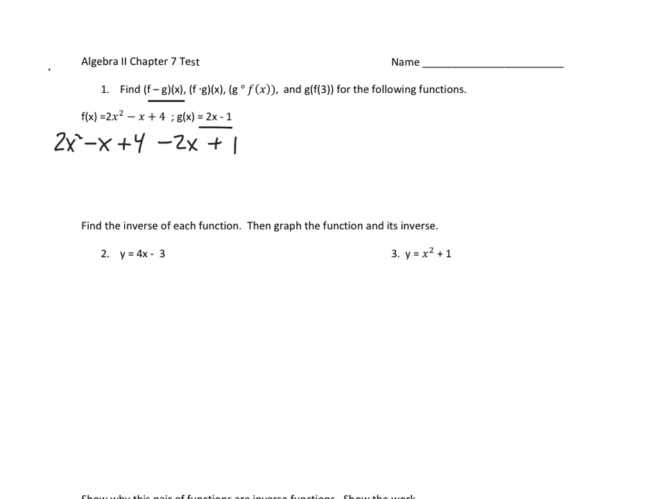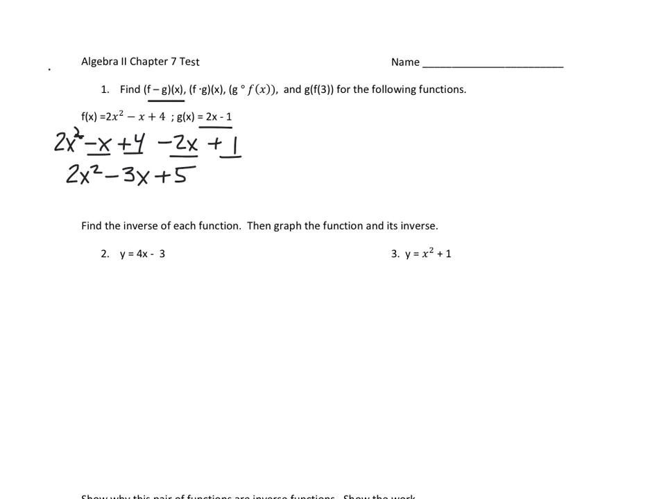At that point, I just simply combine like terms. So I've got 2x squared. The minus x and the minus 2x are like terms, so I can combine them. And then I have a positive 4 and a positive 1, which gives me a positive 5. If I'm subtracting, I just add the opposite. If it would just be addition, you would just simply combine like terms.